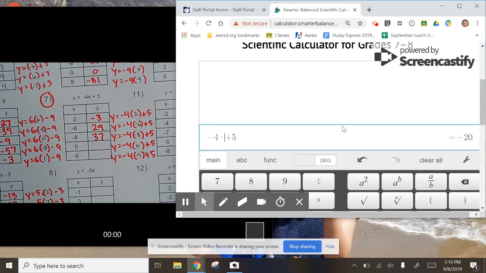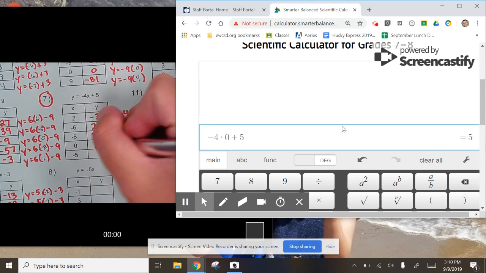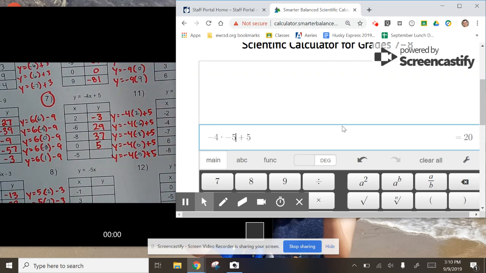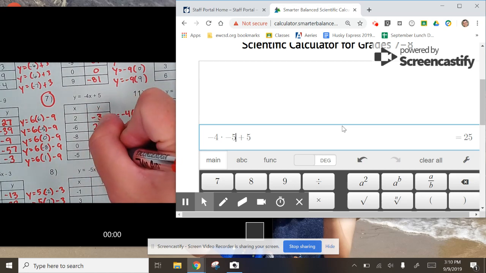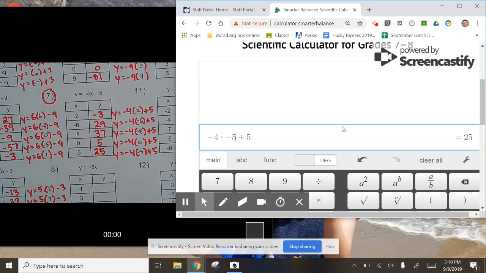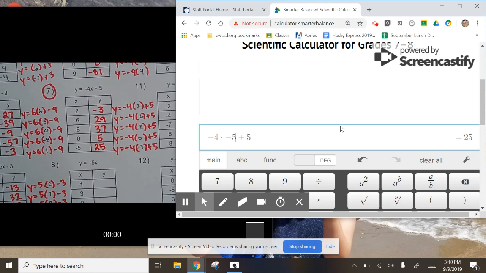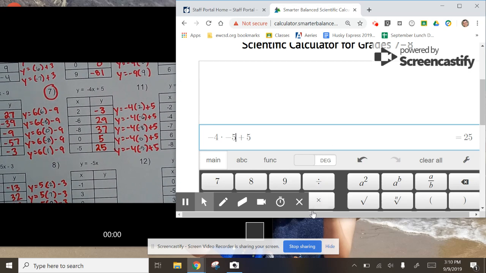37. Next one's 0. I get 5. And the last one's negative 5. And I get positive 25. Okay, cool. Do the best you can with this. Use your calculator, and I'll check on you guys tomorrow.